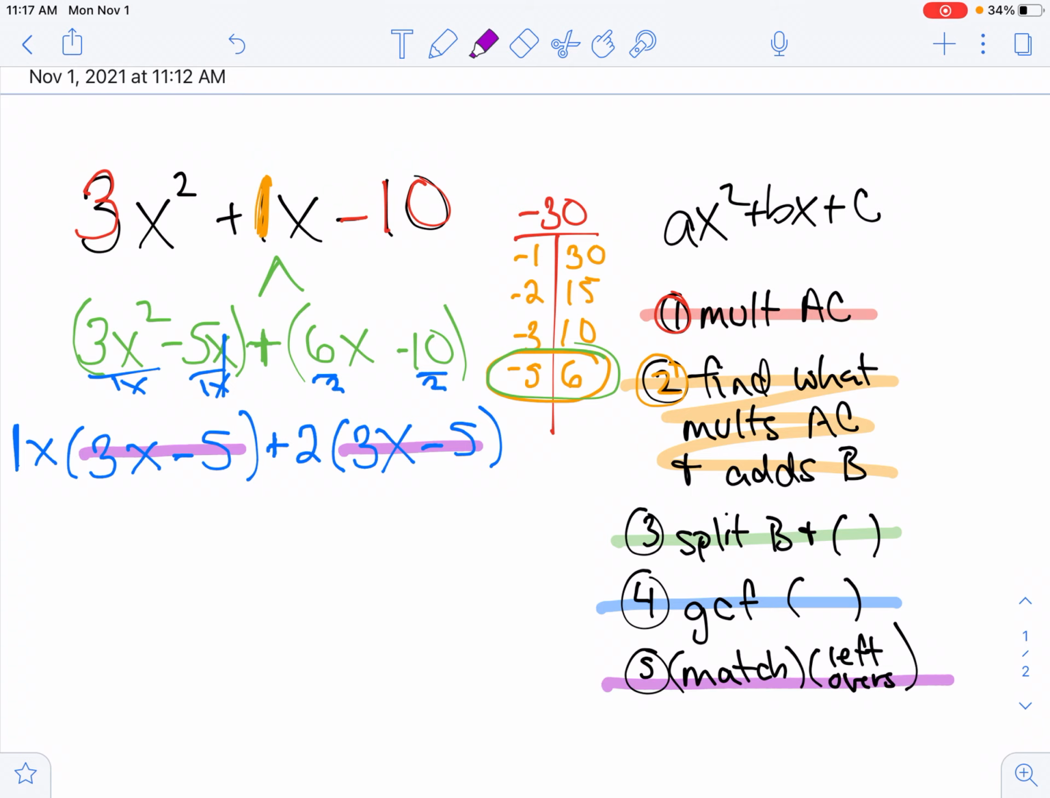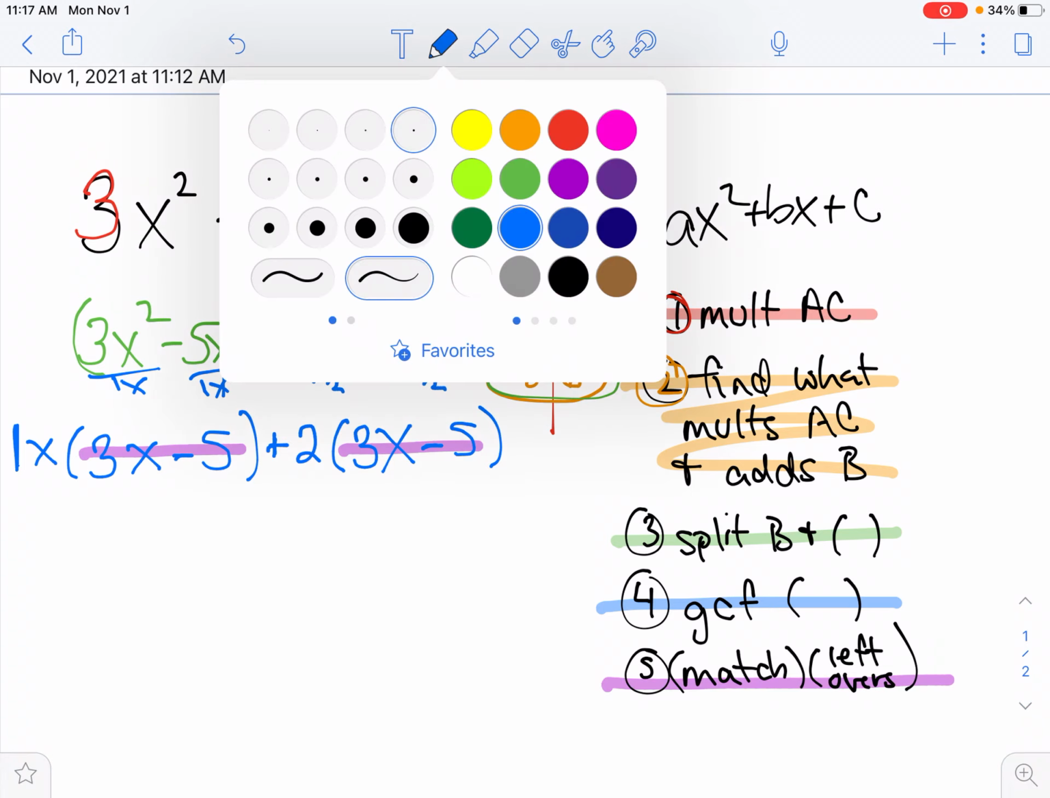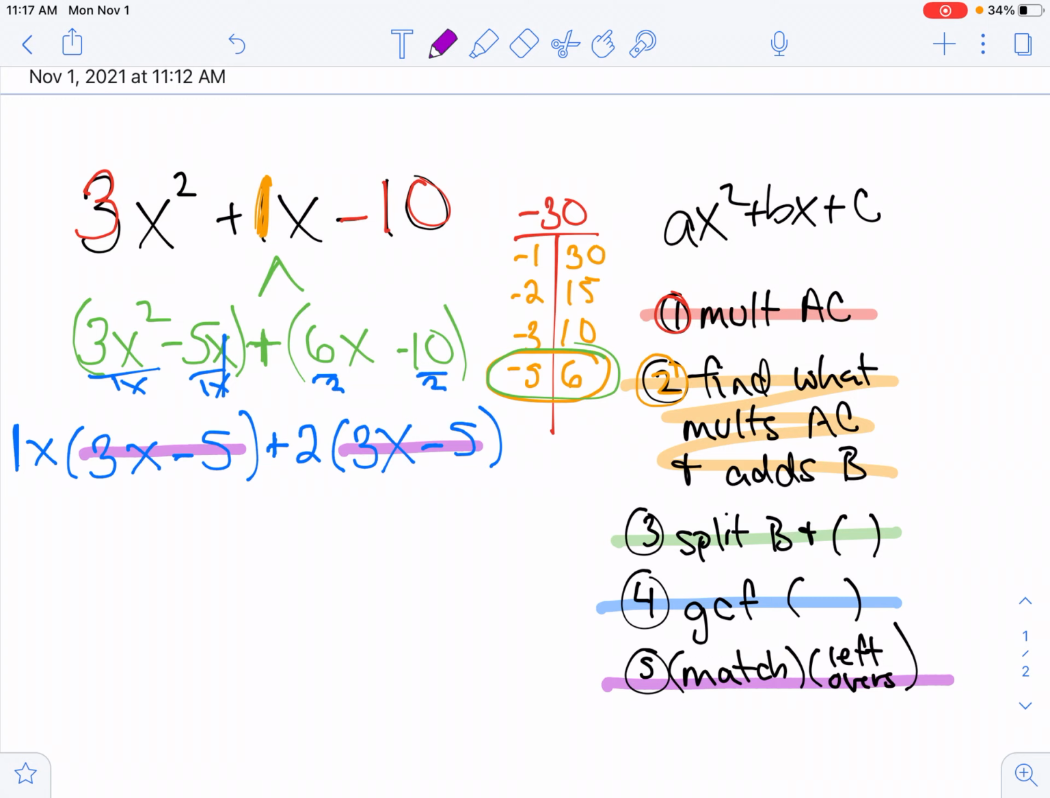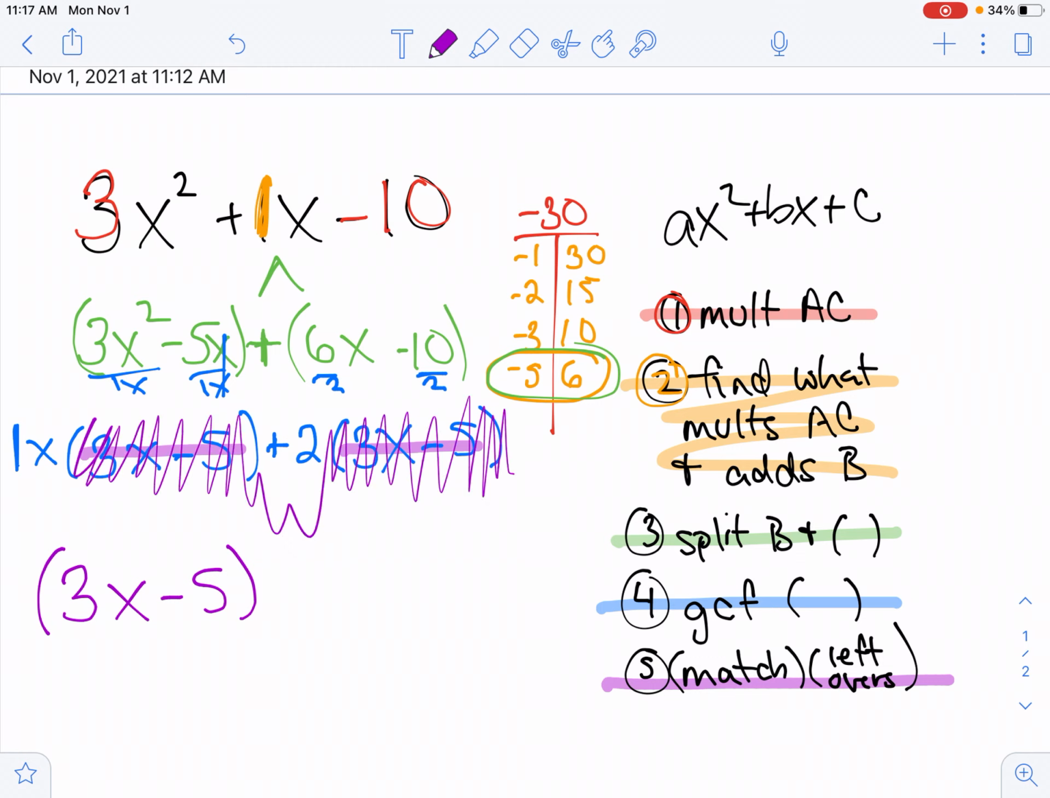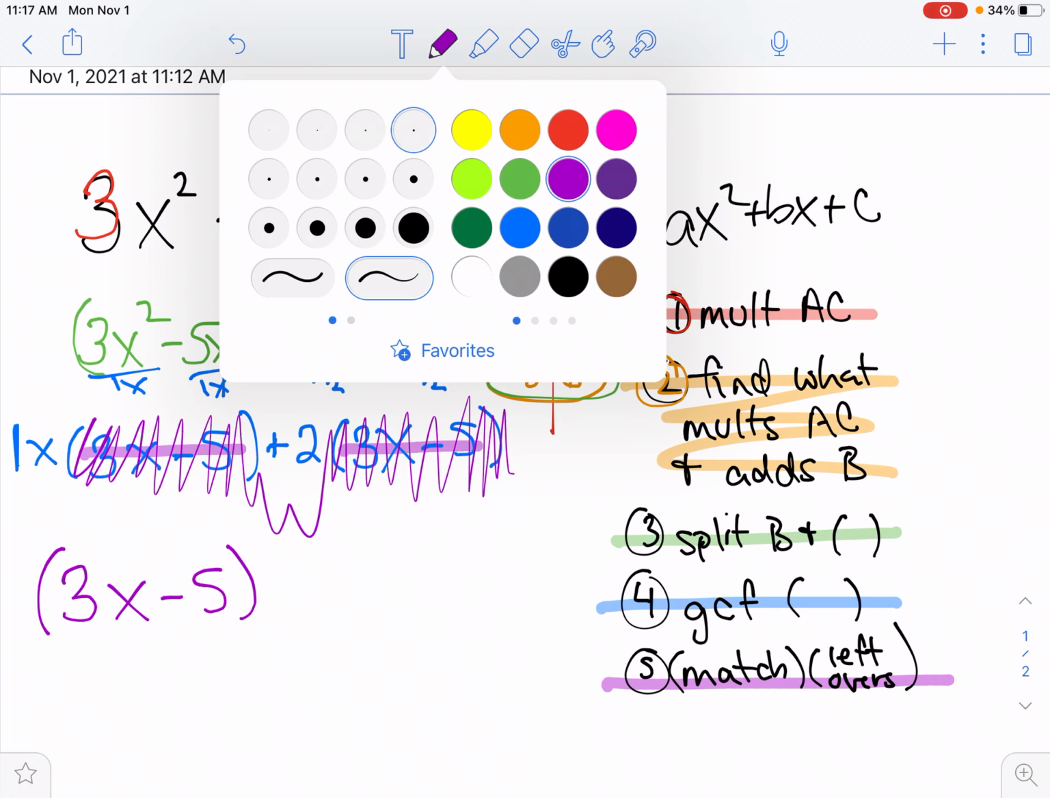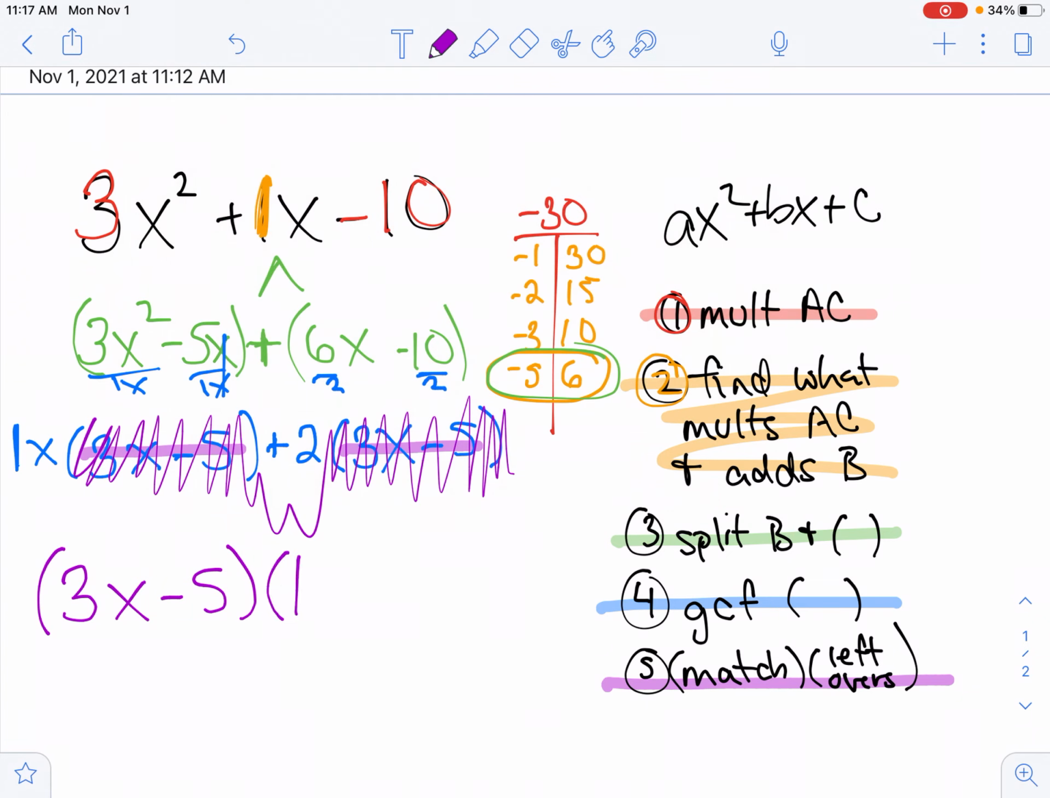And so lastly, step 5 says, put the matches in the front, factor out the matching, 3x minus 5. And if you were to delete those, you would see that what we had left is 1x plus 2. And that is your answer.